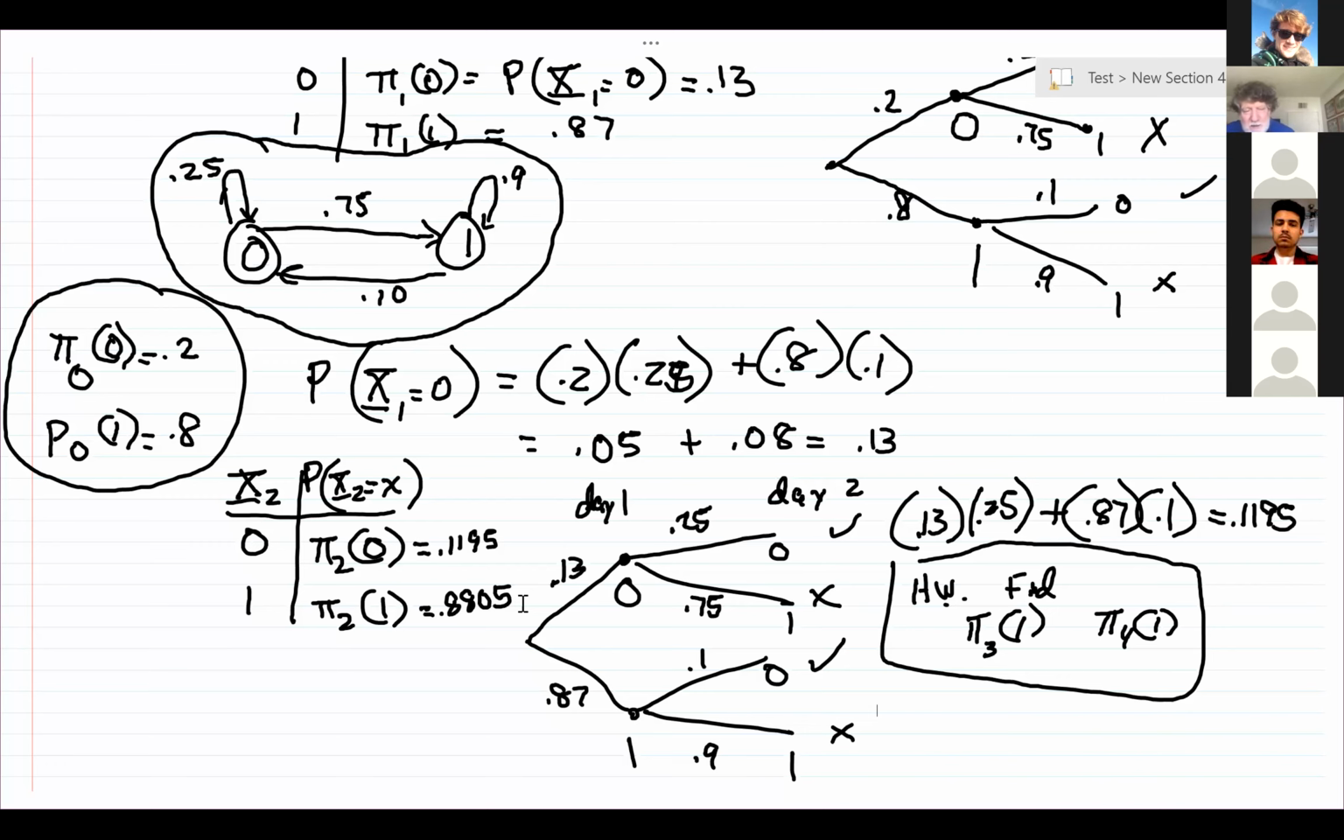Well, there's 2 ways to think of that. You can do this process 90 times, but that would be sort of a pain. The question is, is there a long-term probability that this thing stabilizes around?